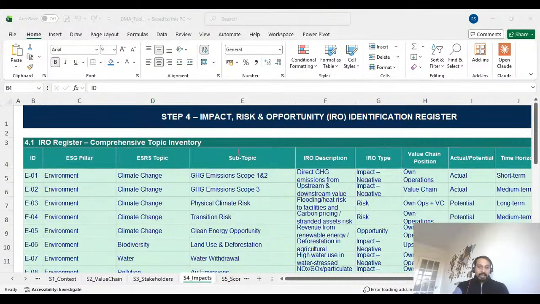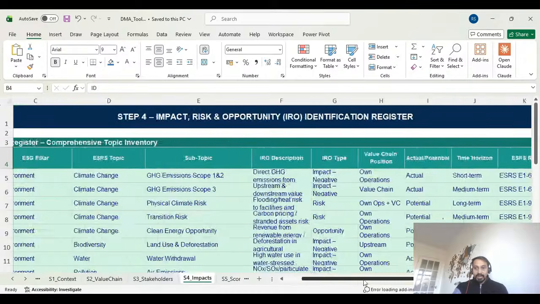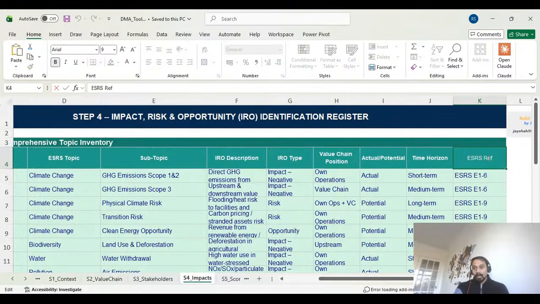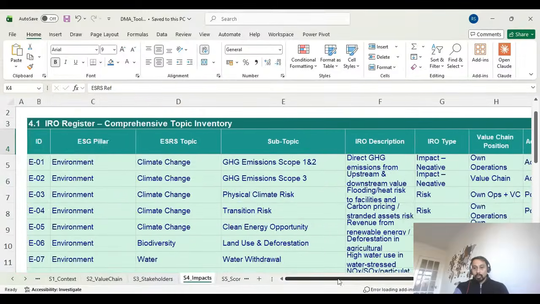For each IRO that we capture, there is the ESG pillar, ESRS topic, subtopic, description, and type, which is impact positive or negative, then value chain position, whether actual or potential for the particular material risk, the time horizon, and the ESRS reference. Similarly, you can also mention the GRI, ISSB, or BRSR requirement or anything else. You can mention a lot of things here, and based on that, you can mention the requirements of the overall IRO.